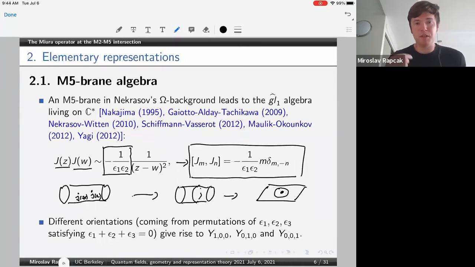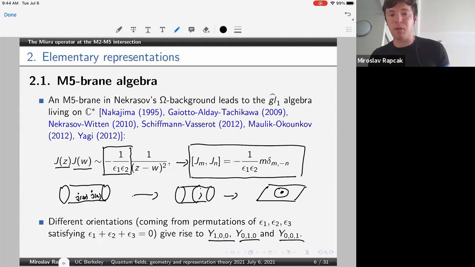And as I told you, there should be 3 different algebras associated to the 3 different orientations of the M5 brane, and you get them simply by permuting the parameters epsilon. That's how you get the algebras that I call Y100, Y010, Y001. It might seem somehow trivial because at this point the algebras are really just the same ones, I just picked the normalization differently. But if you start fusing them later on and producing more complicated algebras out of these simple ones, they actually fuse to something highly non-trivial.